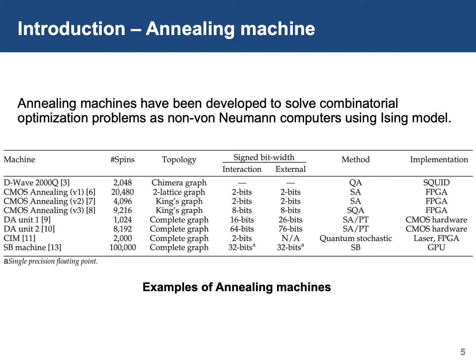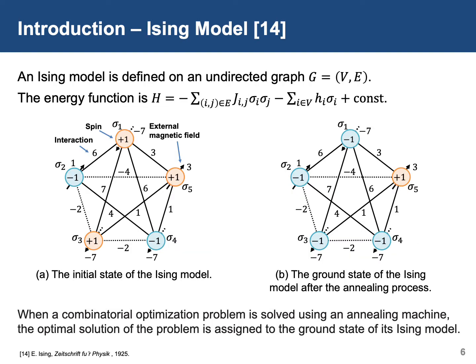This slide shows the annealing machine currently being developed. Machines with various implementation methods have been developed. When using an annealing machine to solve combinatorial optimization programs, we use a model called the Ising model. An Ising model is a statistical mechanics model defined on an undirected graph. The Ising model consists of spins, interactions, and external magnetic fields.